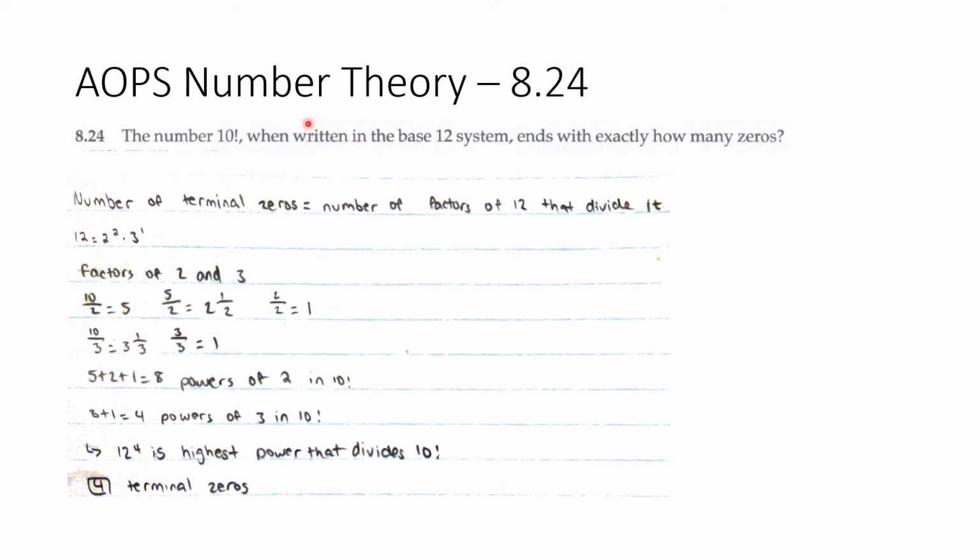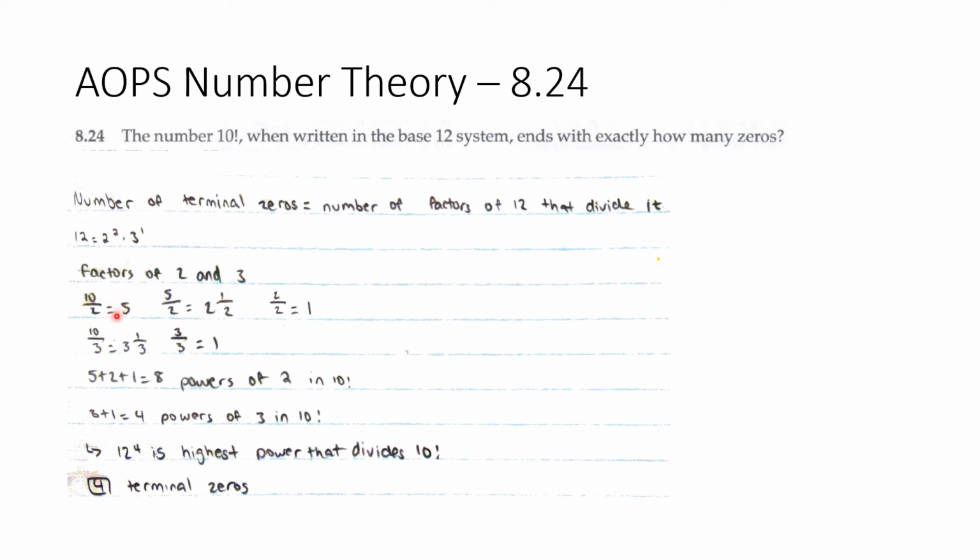AOPS number 38.14. The number 10 factorial when written in the base 12 system ends with exactly how many zeros? So the number of terminal zeros is equal to the number of factors of 12 that divide it. And 12 is equal to 2 to the power of 2 times 3 to the power of 1, which means it has to have 2 factors of 2 and 1 factor of 3.